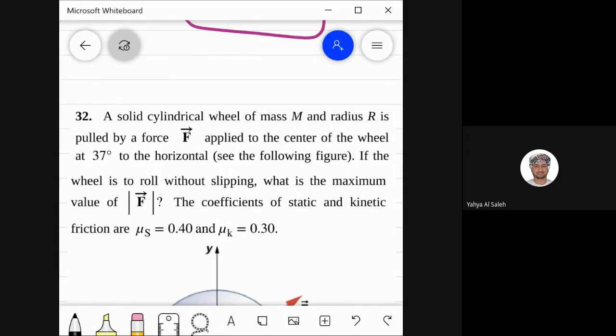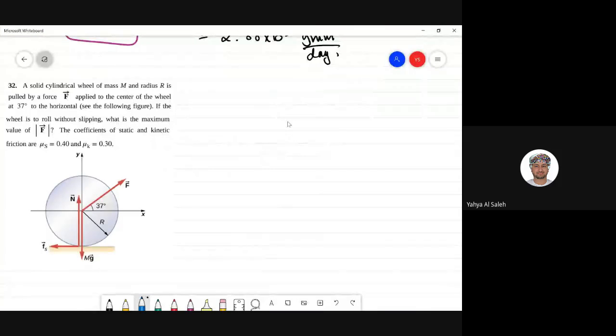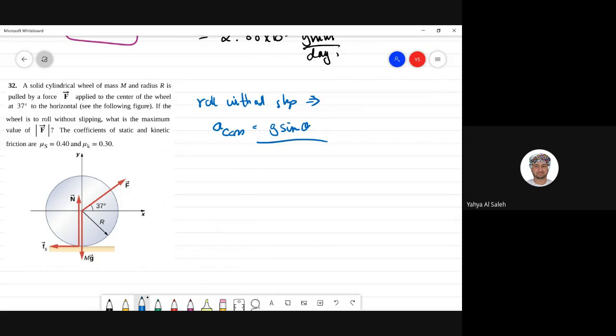Yep, this is given in your formula sheet, so I can use it directly without derivation. From your formula sheet is a result that we derived in the lecture. We said that roll without slip means ACOM equals G sine theta over 1 plus I over mr squared.